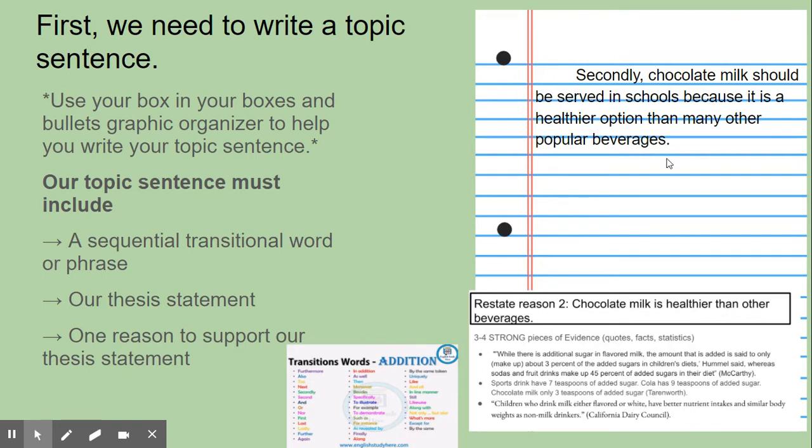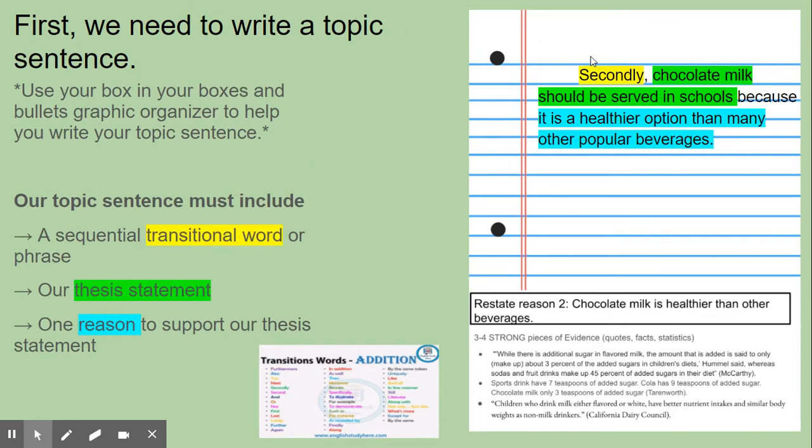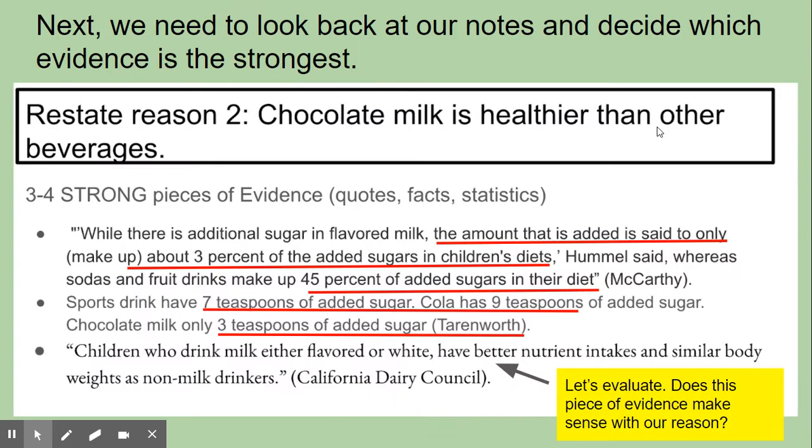All right, so let's pull it together. Secondly, chocolate milk should be served in schools because it is a healthier option than many other popular beverages. I have my transition word here. I have my restated thesis statement, and I have my one reason. All right, so there's my topic sentence.